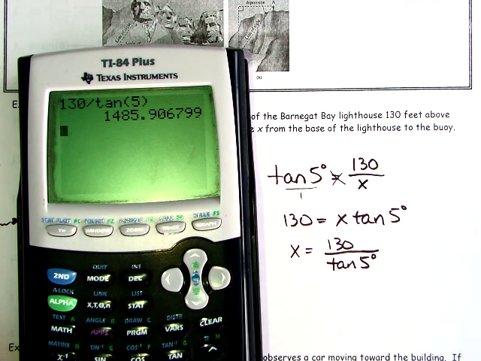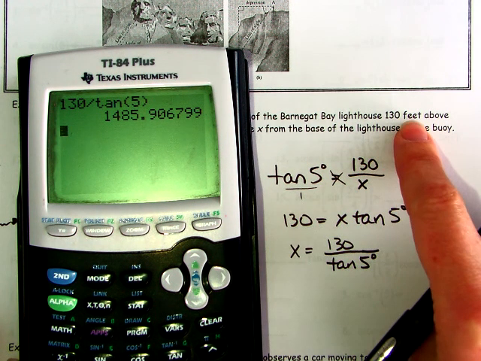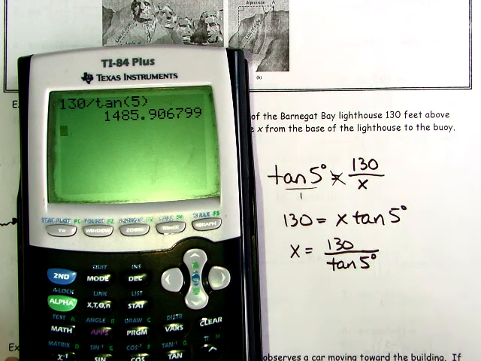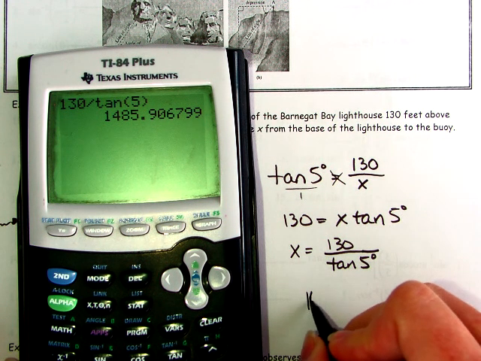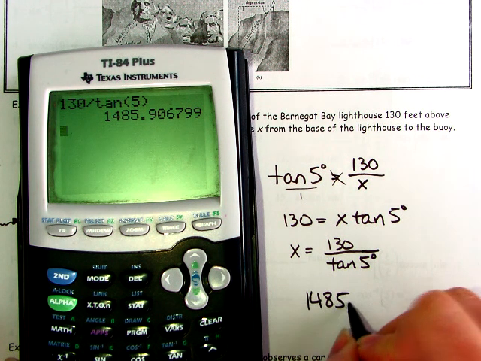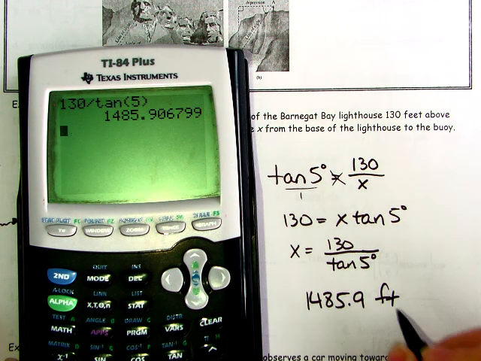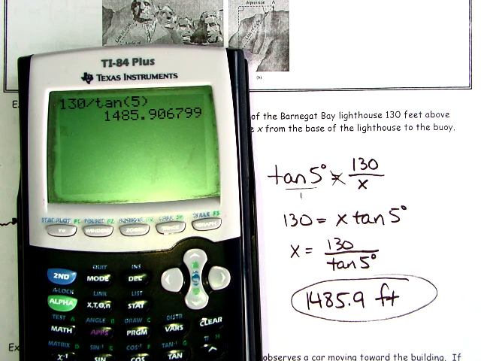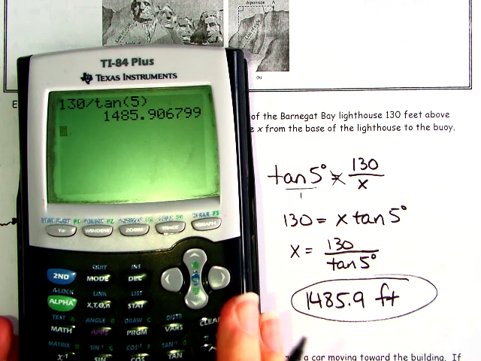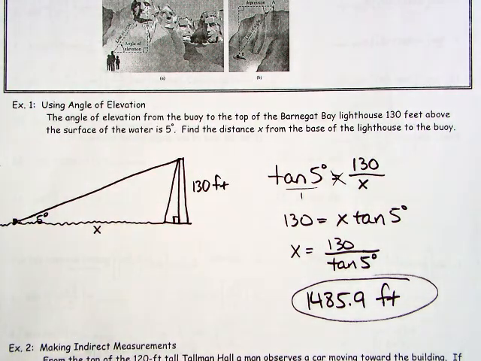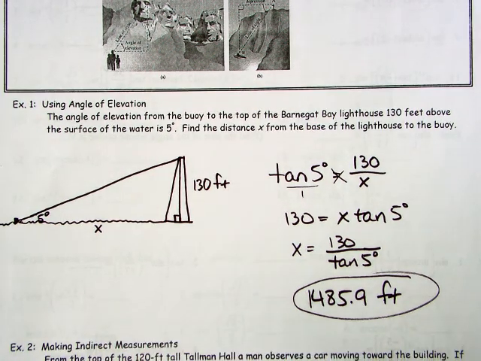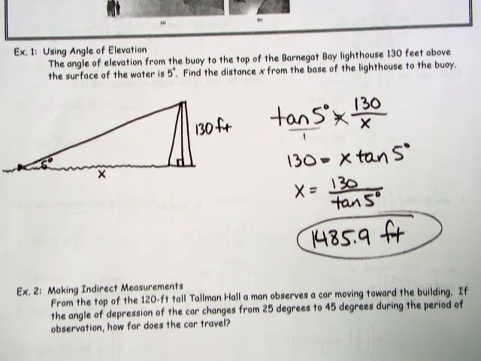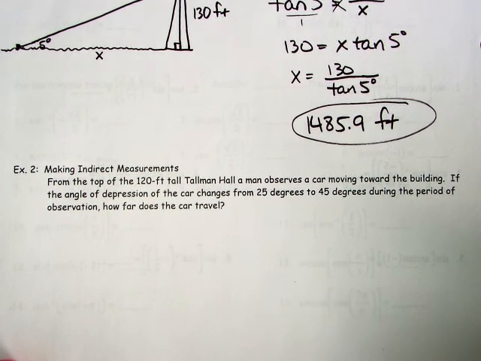Checking units, we're talking about feet for the height, so this is in feet. I have 1,485.9 feet for the distance from the buoy to the lighthouse. And nothing unusual. You would have seen this exact same problem in geometry prior to this. Okay, we're going to continue on. This one gets a little bit more complicated as there are a few different triangles involved.